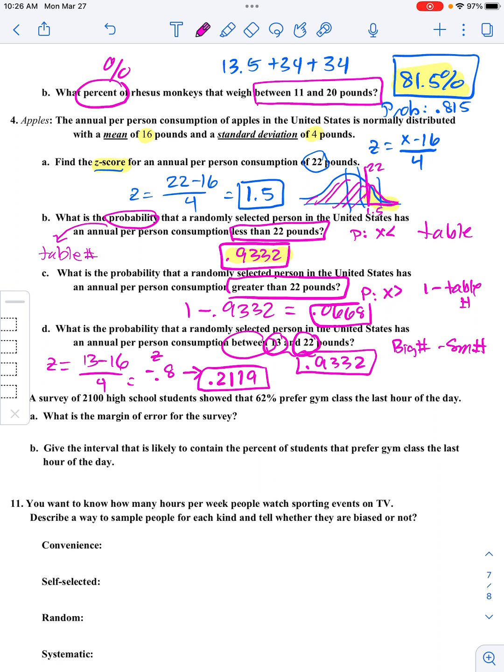So for between, I'm supposed to take the bigger number, which is the 0.9332, subtract the smaller one, which is the 0.2119, and the difference between them is my answer.